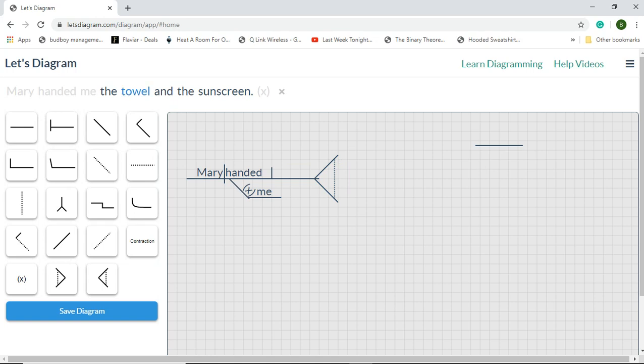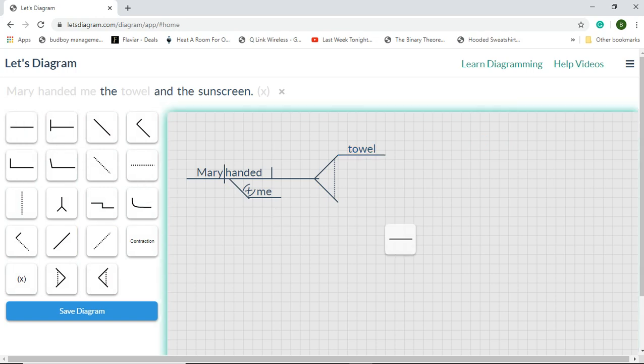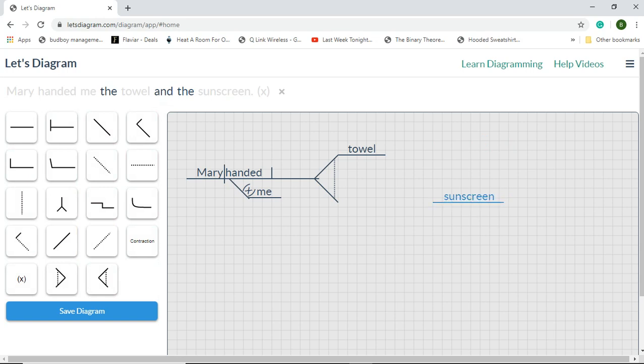She handed me a towel, is one of our direct objects. And what else did she hand me? She handed me the sunscreen. That is our other direct object, sunscreen. Okay. Now, what is our coordinating conjunction? Our coordinating conjunction is and. Connects our two direct objects, towel and sunscreen.